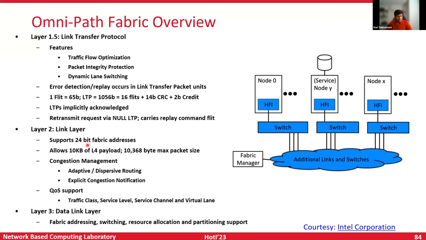At layer 2, Omnipath supports more fabric addresses, about 24-bit fabric addresses. It also allows for 10 kilobytes of L4 payload, so the max packet size is larger. And it is also supposed to have better congestion management capabilities.